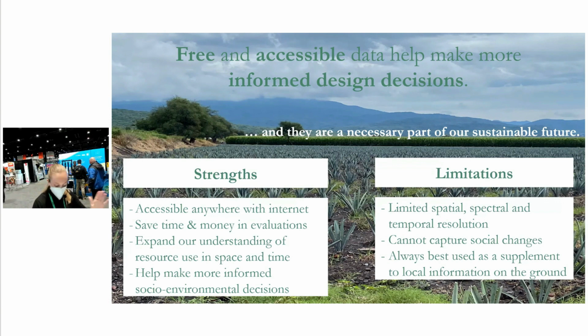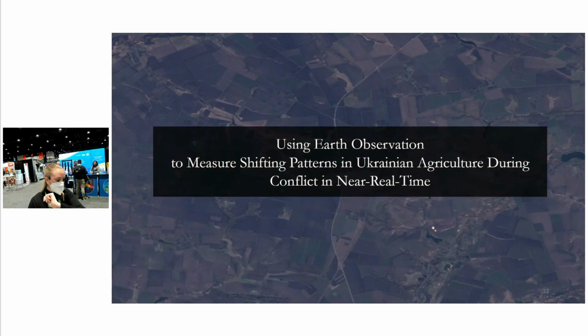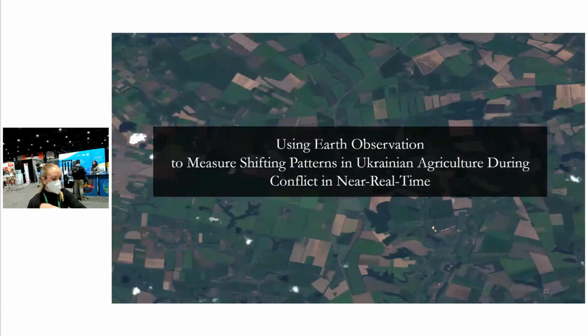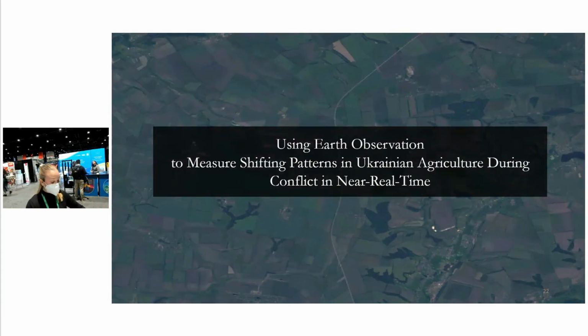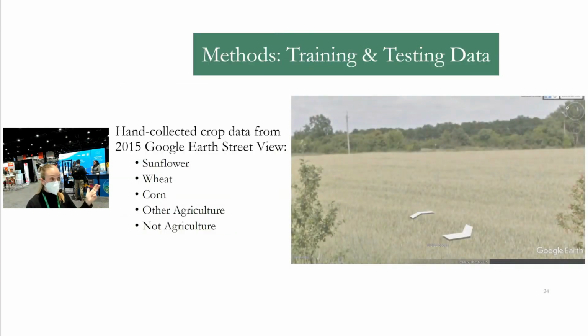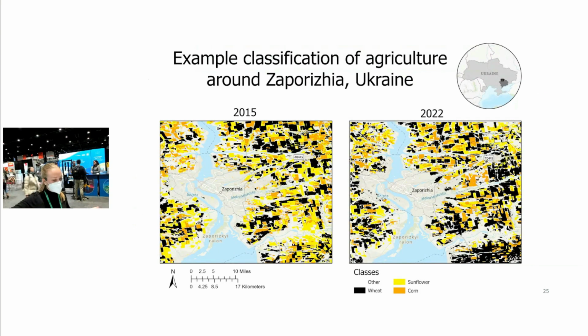I'm going to skip really quickly. I know I'm running out of time. If you're interested, my main research does agriculture. My talk here was about using Earth observation to measure shifting patterns in Ukrainian agriculture during conflict. I use Earth Engine, shocker. I also use Street View. Google Earth Street View is fantastic, and it has some really helpful ground truth data sources. And here's a really cool example of what you can do with it. You can map crops in another part of the world. These are not finalized results, so please know with this caveat that this is not a fully perfected model yet, but this is what we're working towards.